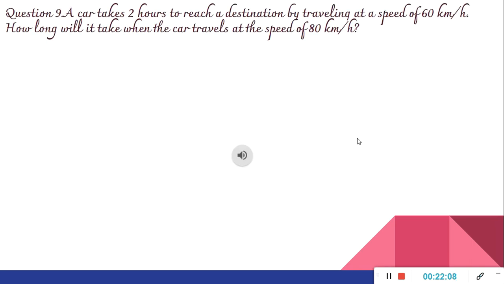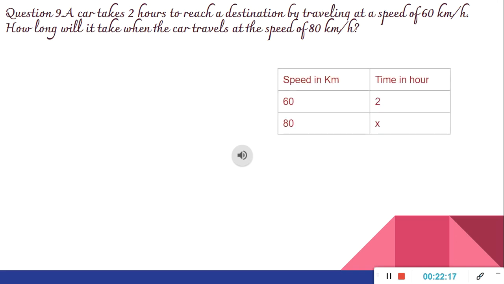Now question number 9. A car takes 2 hours to reach a destination by traveling at a speed of 60 km per hour. How long will it take when the car travels at the speed of 80 km per hour? So first see the table. Speed in kilometer per hour and time in hour is given there. So 60 km per hour will take 2 hours. Okay, so if the speed of the car is 80 km per hour, then what should be the time?